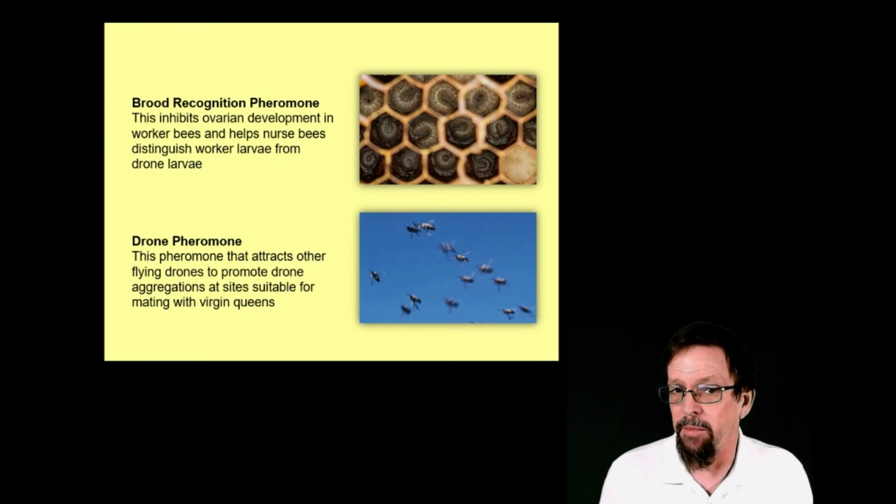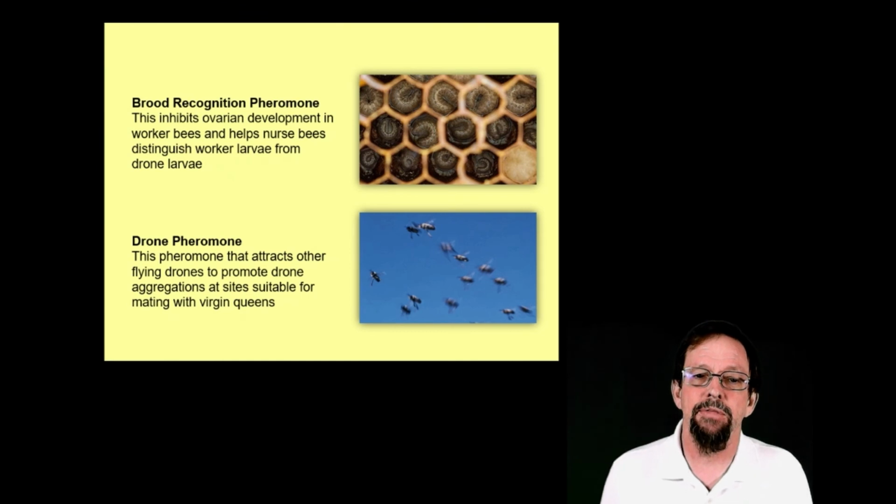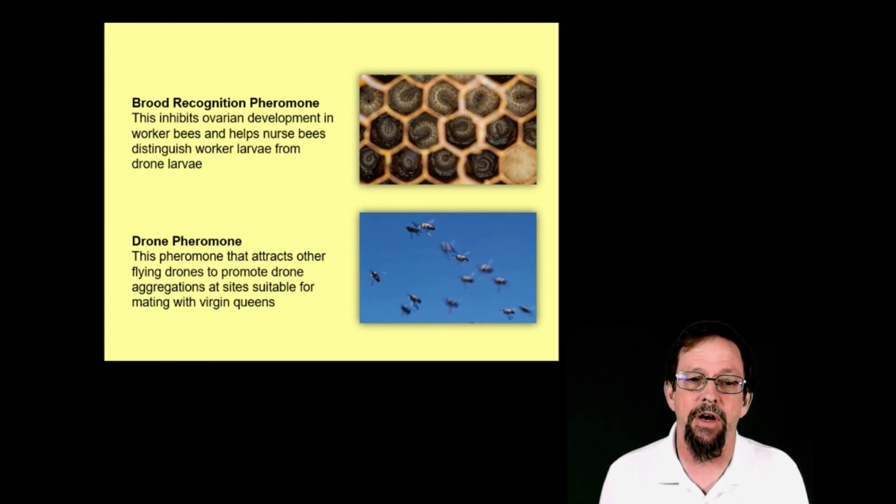Brood recognition pheromone. This inhibits the ovary development in worker bees and helps nurse bees distinguish worker larvae from drone larvae. Next is drone pheromone. This is what attracts other flying drones to promote a drone congregation area and the site suitable for mating of virgin queens.